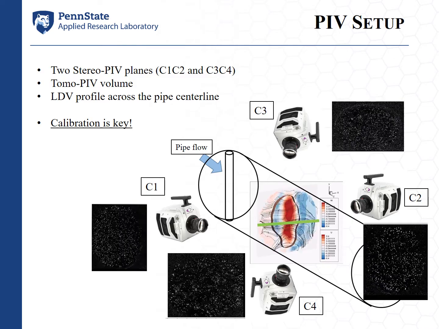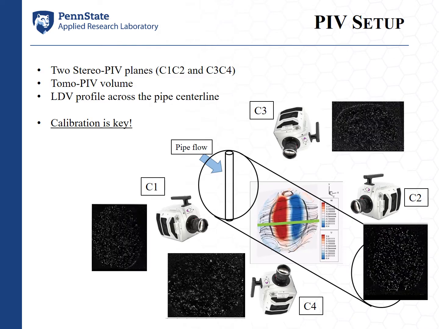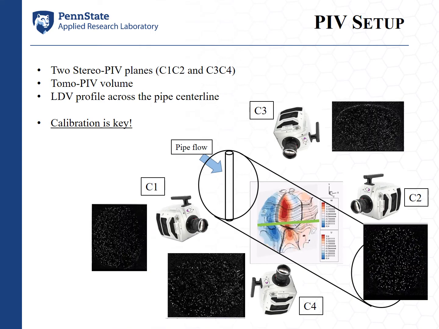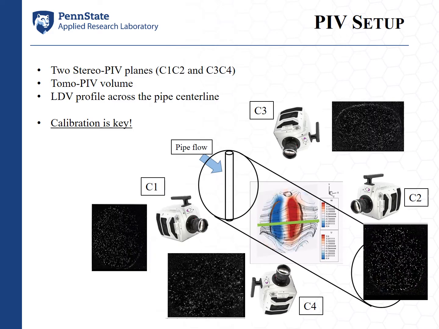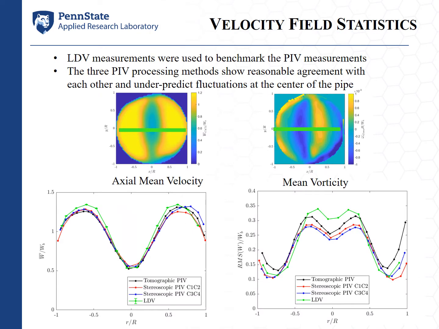Now again, it was alluded to earlier that in this flow we have very high distortions in the optical field, and with all tomographic PIV, calibration is key. So a major component of this work was establishing a volume calibration for these cameras so that we could accurately triangulate each particle in three-dimensional space.